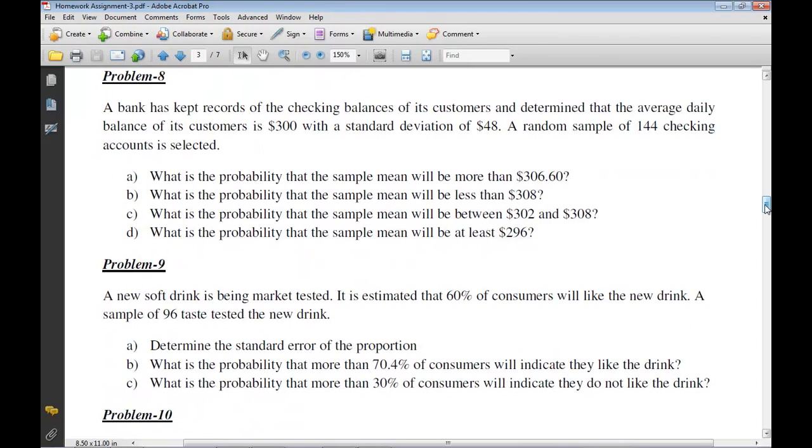A bank has kept records of checking balances of customers and determined that the average daily balance is $300 with a standard deviation of 48, and they have taken a sample of 144. What is the probability that the sample mean? Again, you can notice that they are asking about sample mean and not individual x values. They are asking a question in terms of x bar. So you have to plot the x bar axis first.